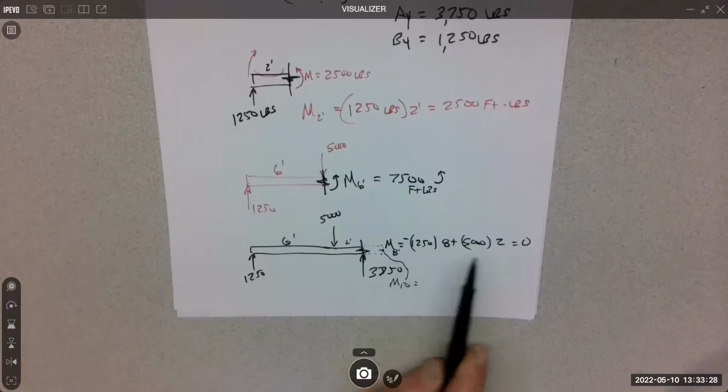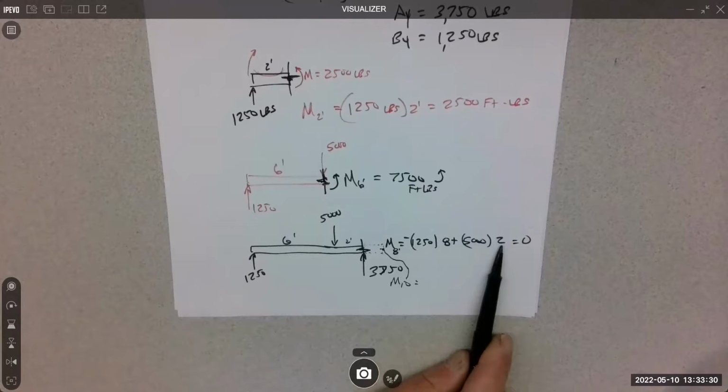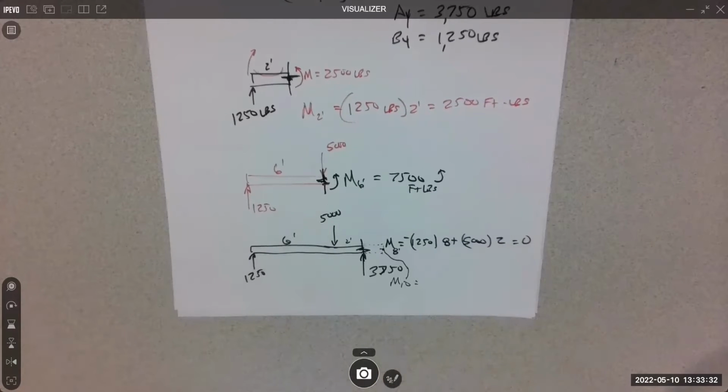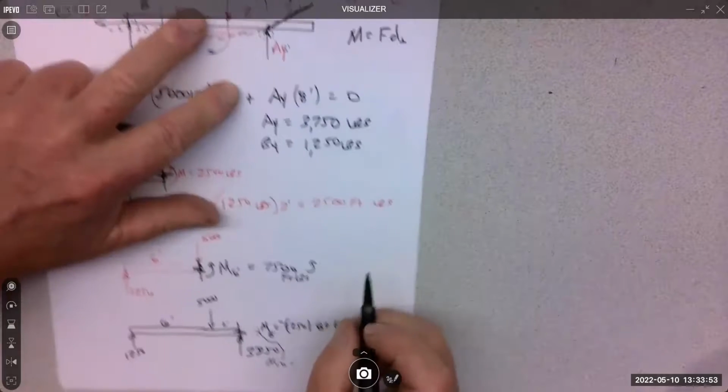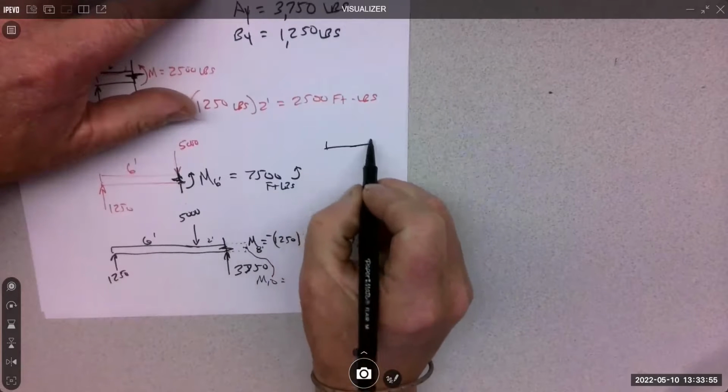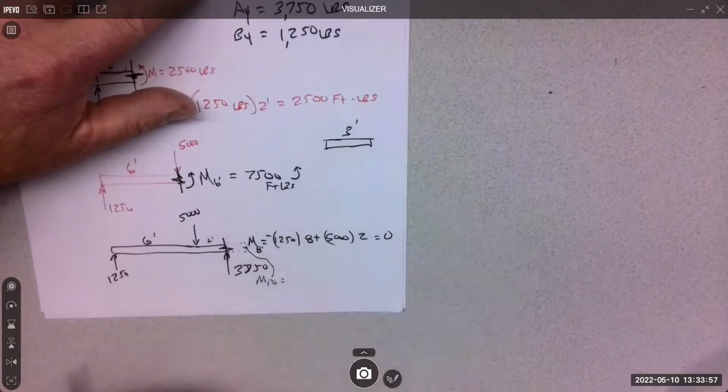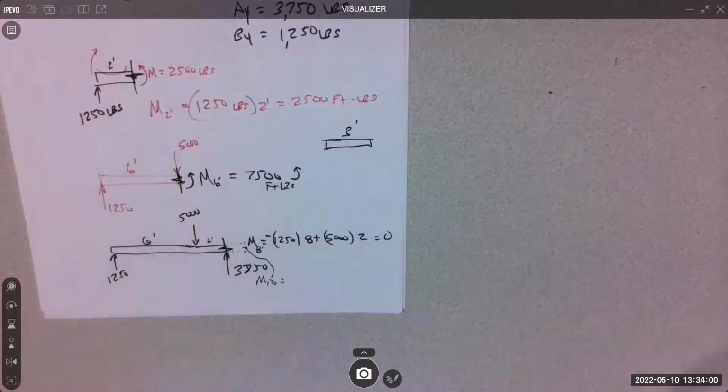1250 times 10, 5,000 times 4. It's going to come out to 0 again. Still out there. Sure. Yeah. It's all 0. Absolutely. So if you just took this section and did a free body diagram of it, right? That's what you're saying? 3 feet? Looks like that. It's a lot of nothing. Yep.